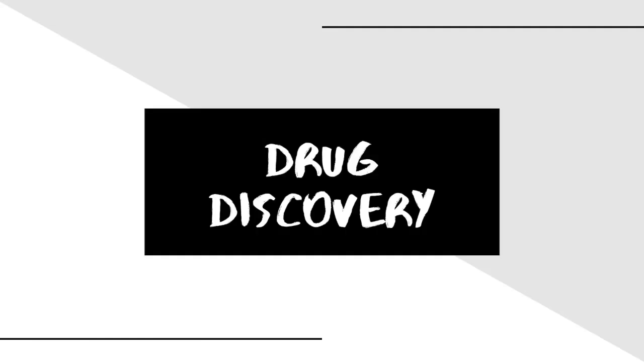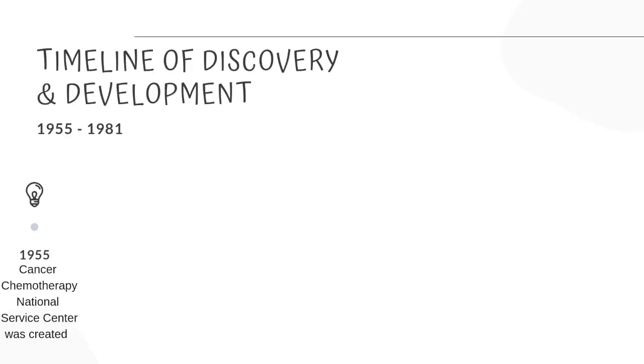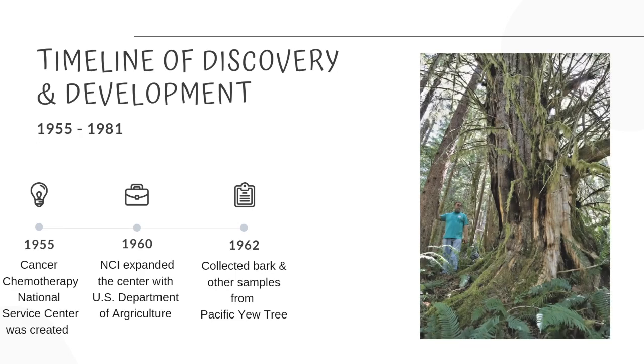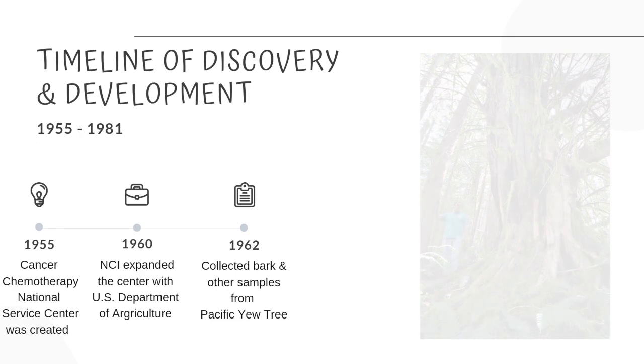Next, we'll be looking at a timeline in which paclitaxel was discovered. This extraordinary story of discovery begins in 1955 when NCI created the Cancer Chemotherapy National Service Center in response to a call for increased cancer screening and treatment programs. In 1960, NCI expanded the center through a partnership with the U.S. Department of Agriculture, which collected bark and other samples in 1962.